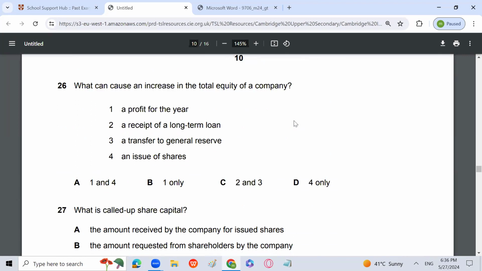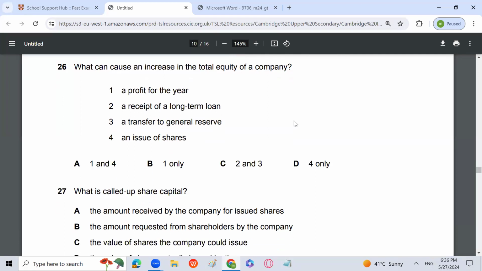What can cause an increase in total equity of a company? How equity will increase? A profit for the year? Yes. A receipt of a bank loan? No. A transfer to general reserve? No. An issue of share? Yes. Total equity will increase. So 1 and 4 is the answer. A is the answer.